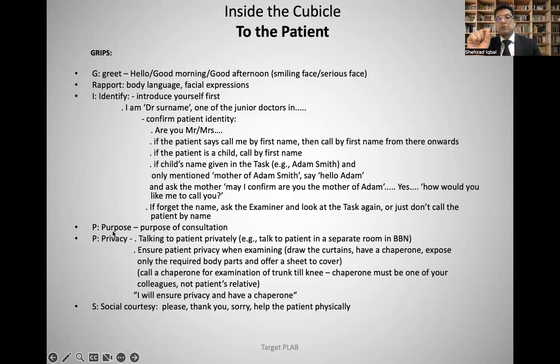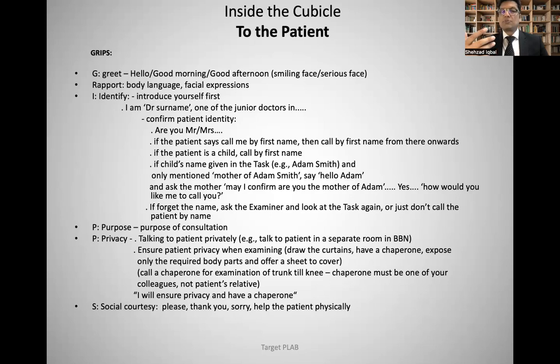The next is the P, purpose of consultation. Sometimes the purpose of the consultation is mentioned in the task. Mr. Smith came to the clinic 2 weeks ago, was seen by your colleague GP as he was complaining of cough, and your colleague arranged some tests for the patient, including blood tests, x-rays of the chest. Mr. Smith is now back to see you to discuss the results.